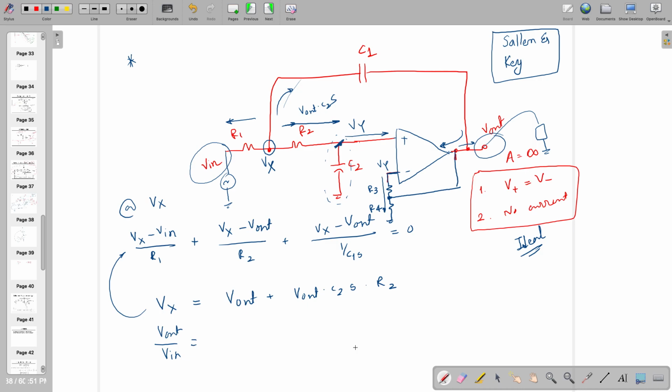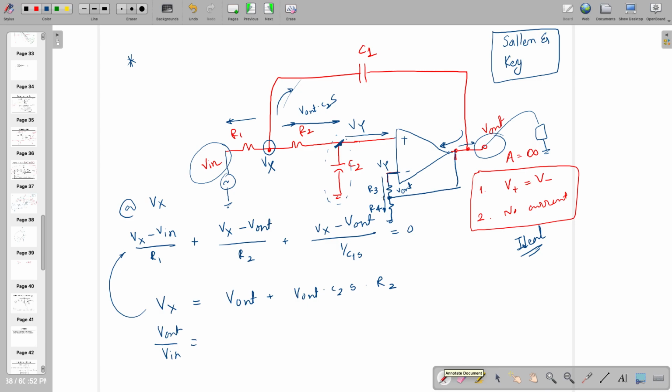But then V out is the node between R3 and R4. Yes, this is V out, and that potential will be such that current will go on the right side. So can we say that Vy is always at a higher potential than V out, or either equal or higher? Yes, correct.